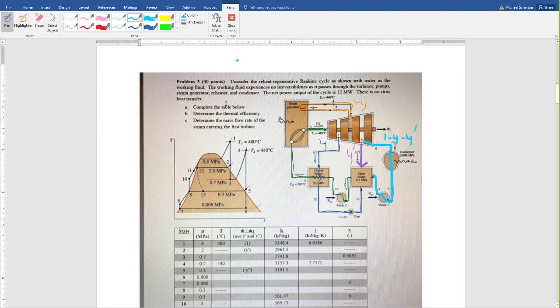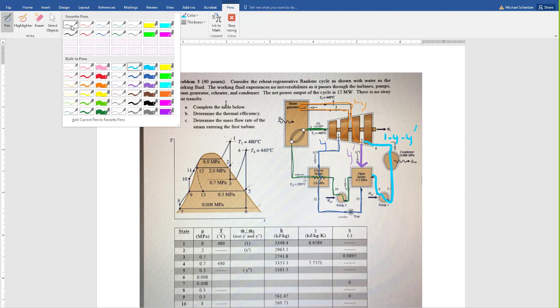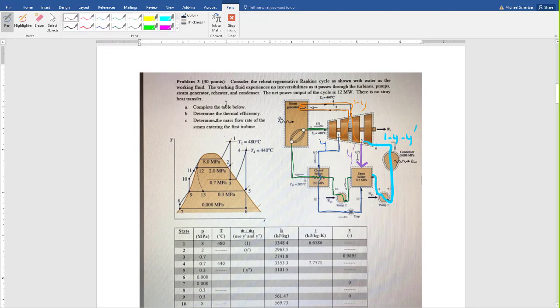All right, so that's the first thing that I like to do, because I feel this will make my life easier. It wants us to complete the state table. I'm going to do this last. As you know, my preference is to find the symbolic solutions first. Determine the thermal efficiency and the mass flow rate of the steam entering the first turbine, so the total mass flow rate.